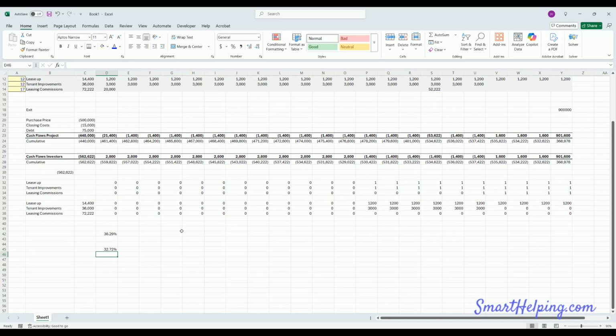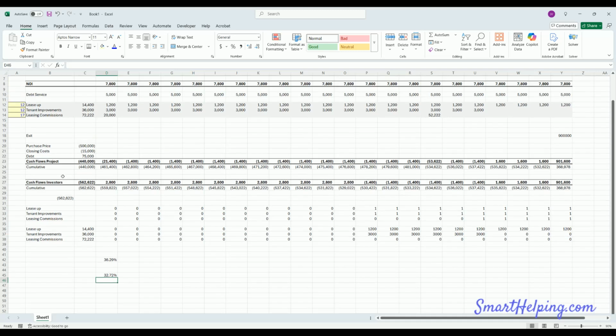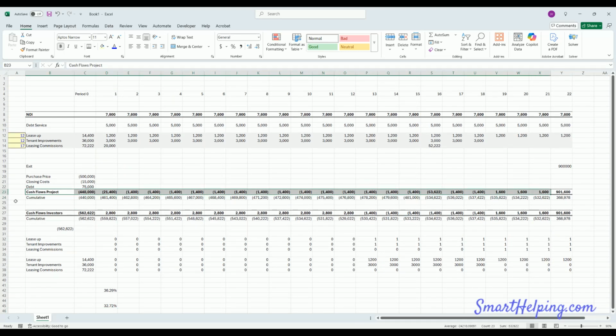Now I've done this with a couple models where you have the project cash flows here, and then you have a separate investor where you can manually type in how much you're getting from investors, how much you're distributing from them, and then an operating account calculation, which then combines both of those to figure out what's your actual operating account balance, and you just keep that above zero.